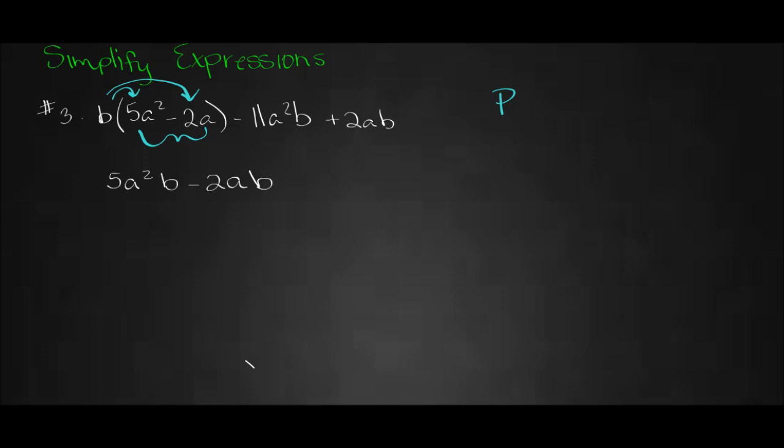So that is what you end up with, the second distribution. Now these last two terms, there's no parentheses, so we're not going to do anything. We're not going to get rid of this exponent either, because I can't get rid of my a. I don't have any number to substitute in for a, so I just have to leave it as an a squared. So that negative 11a squared b plus 2ab is just going to hang along for the ride, and there's not a whole lot you can do about it.